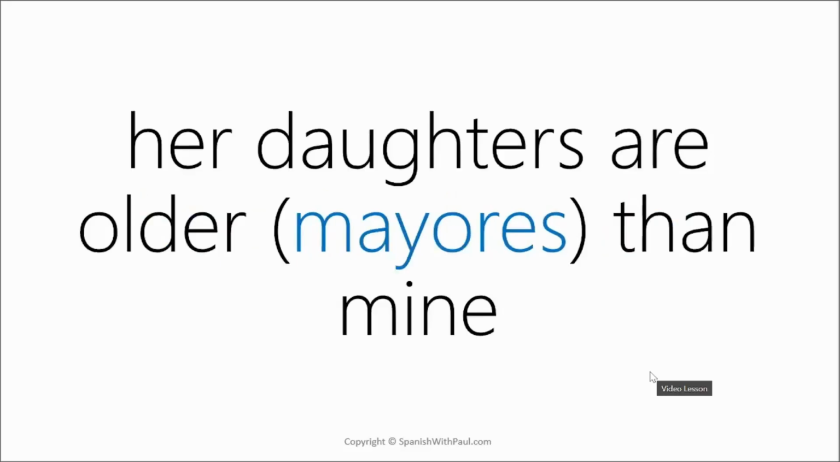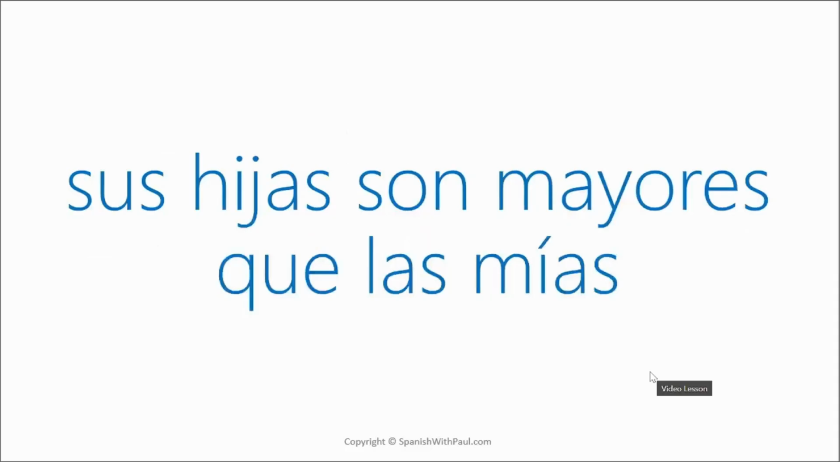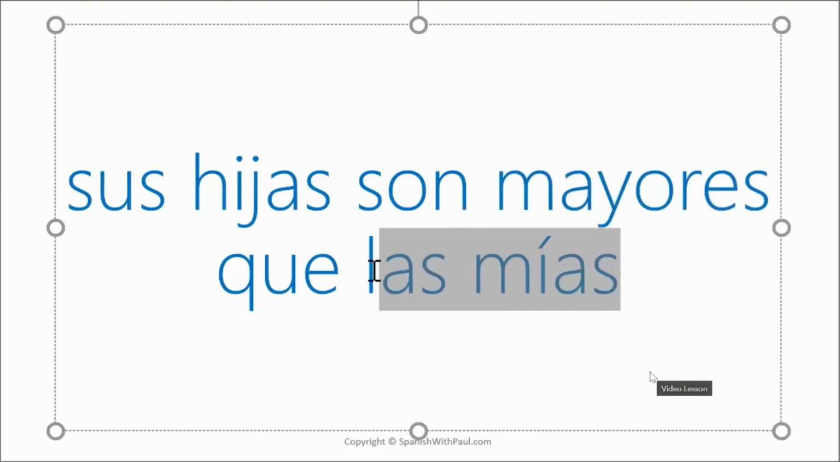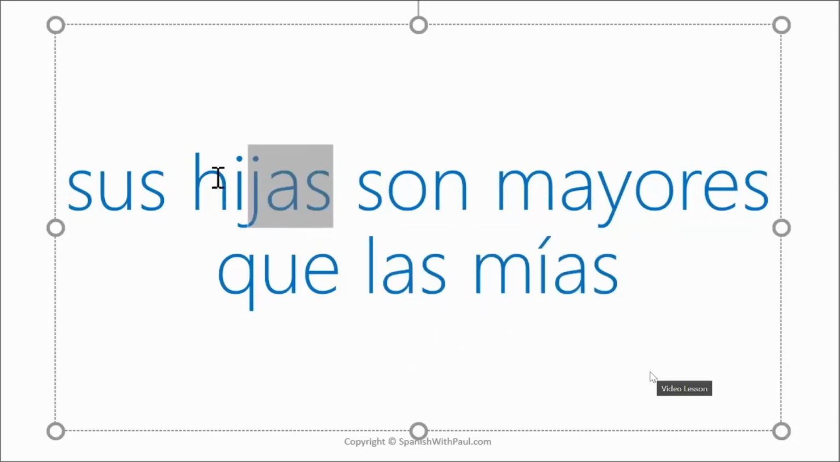We could have something like, her daughters are older than mine. To express older, Spanish speakers will often use the word mayor or mayores. The correct translation would then be, sus hijas son mayores que las mías. Her daughters are older than mine, and notice now that the word for mine transforms into las mías because we are referring to las hijas.